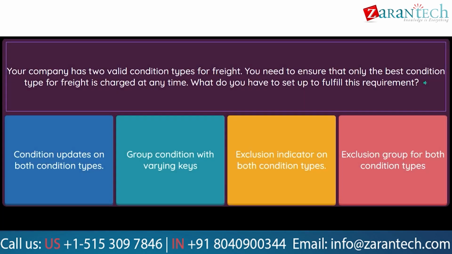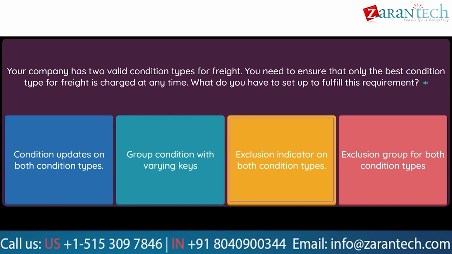Question, your company has 2 valid condition types for freight. You need to ensure that only the best condition type for freight is charged at any time. What do you have to set up to fulfill this requirement? Option 1 condition updates on both condition types. Option 2 group condition with varying keys. Option 3 exclusion indicator on both condition types. Option 4 exclusion group for both condition types.